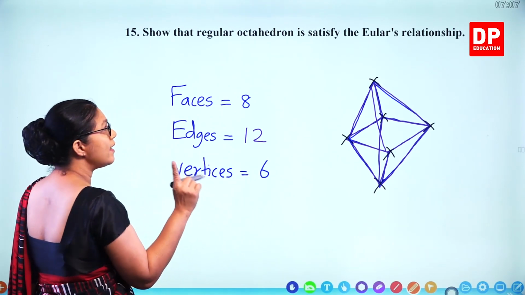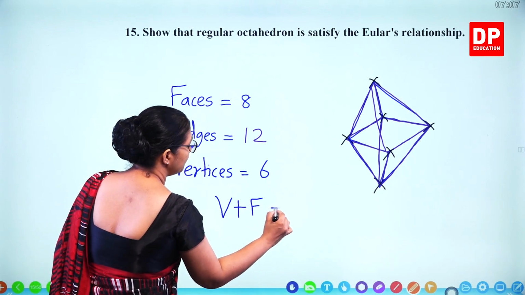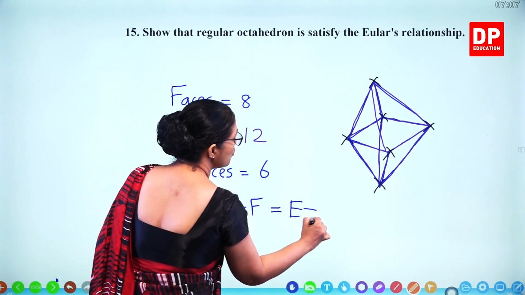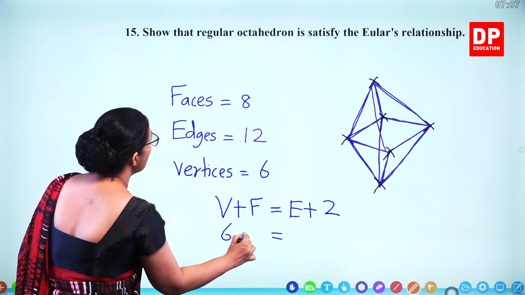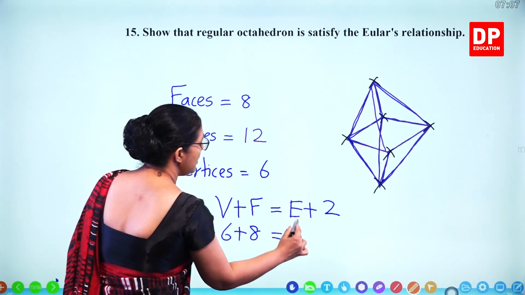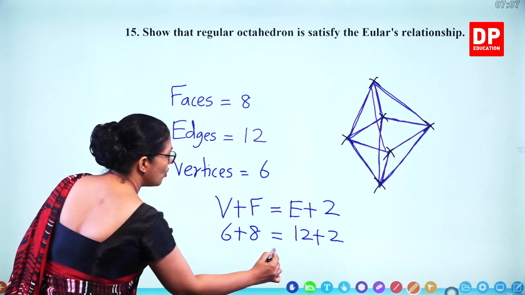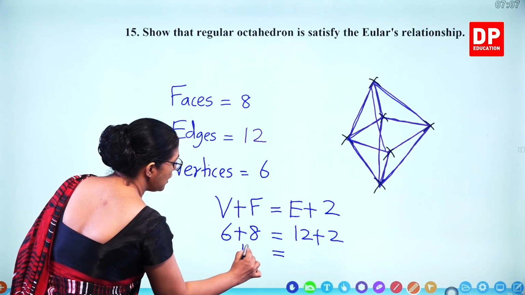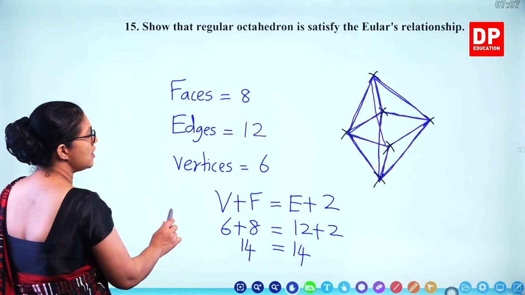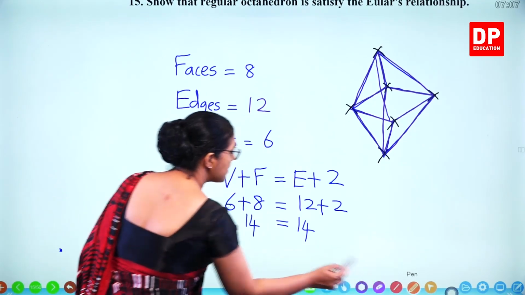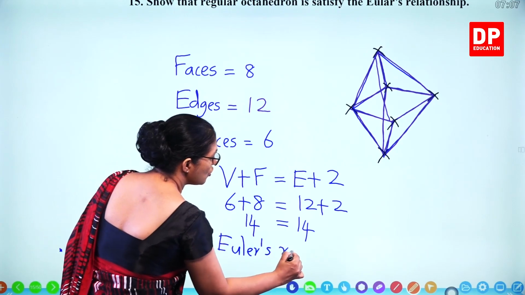So according to Euler's relationship, V plus F should be equal to E plus 2. V is vertices, F is faces, E means edges, and plus 2. So 8 plus 6 is 14. 12 plus 2 is also 14. So you can say Euler's relationship is true.